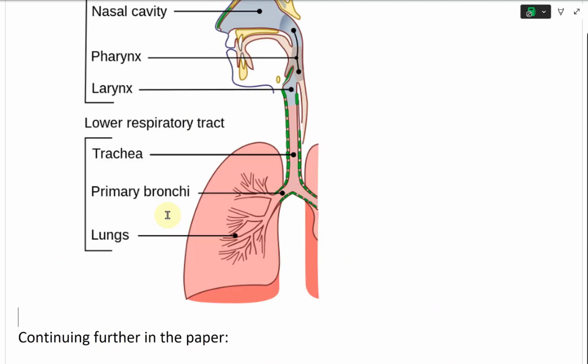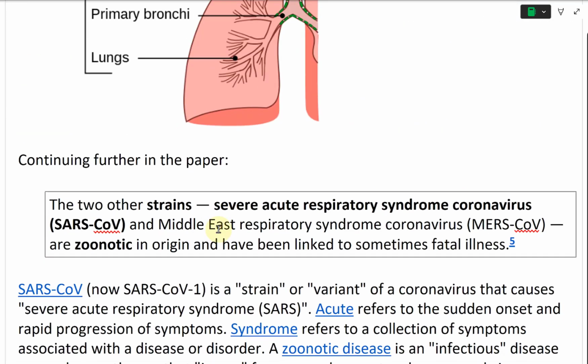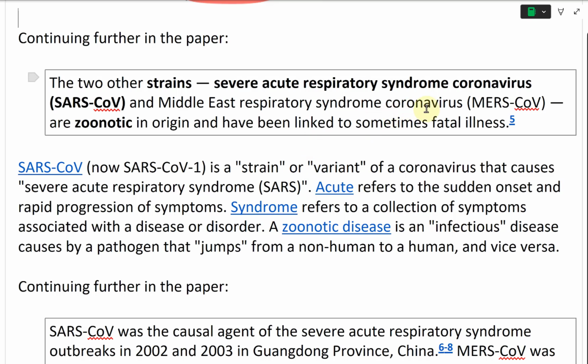So the two other strains. So remember, here the paper states that there were 6 coronavirus species known to cause human disease, 4 just for the common cold. And now there's 2 other strains, severe acute respiratory syndrome coronavirus SARS-CoV and Middle East respiratory syndrome coronavirus MERS-CoV, are zoonotic in origin and have been linked to sometimes fatal illness.